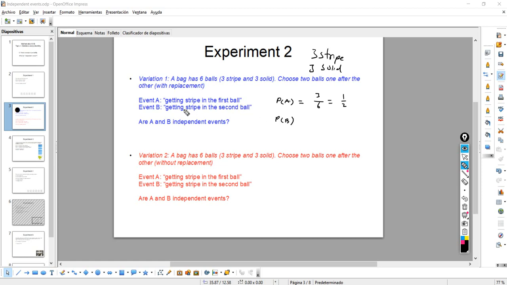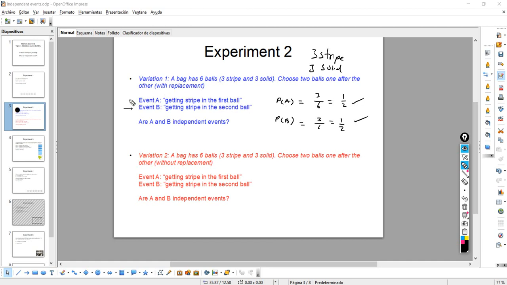And the probability of B, in this case, getting a stripe in the second ball will be the same as getting a stripe in the first ball. It's going to be 3/6 or 1/2. Why? Because remember that the first ball was returned to the bag. So the sample space for the event B is the same as for the event A. The whole experiment returns to the original position once you put the first ball back inside. So both probabilities are the same.